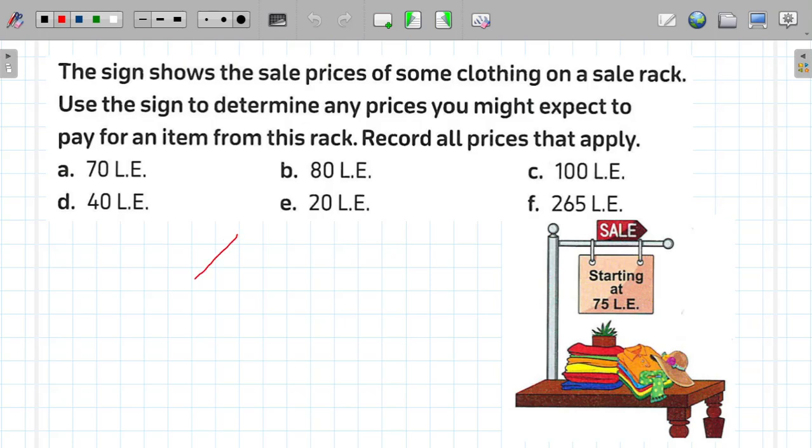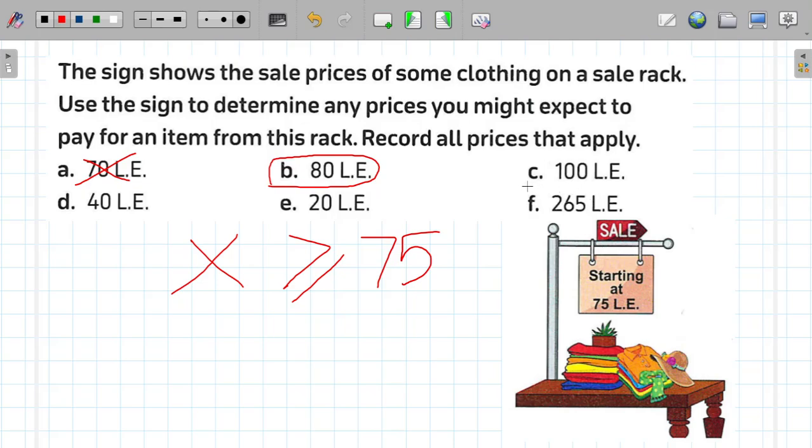I can say x is more than or equal 75. Okay? So I want to record all prices that apply this inequality. The first one here, 70. 70 is not more than 75, so I cannot choose 70. 80, yes, because 80 is more than 75.